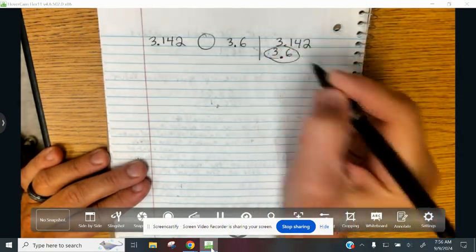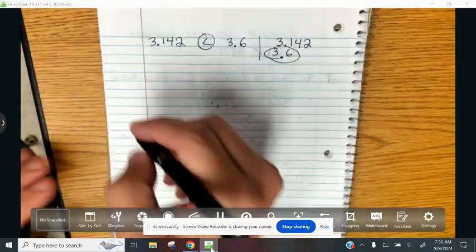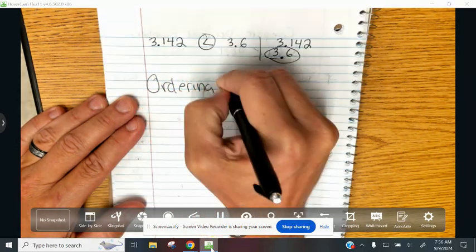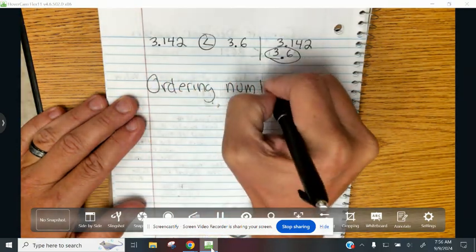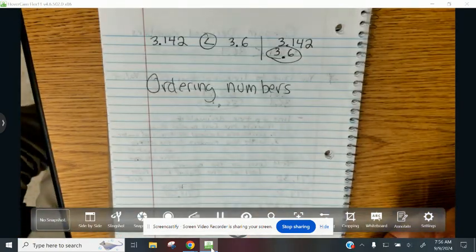So this number here, even though it has fewer digits, is greater. Okay. The other thing we're going to talk about is ordering numbers. Ordering numbers is really the same thing as comparing them. You're just going to have 3 numbers in a row, or 3 or 4 numbers, not 2.